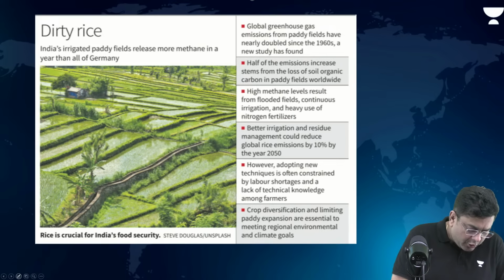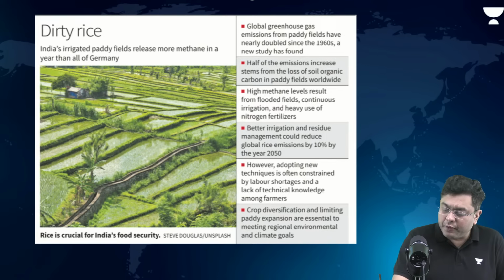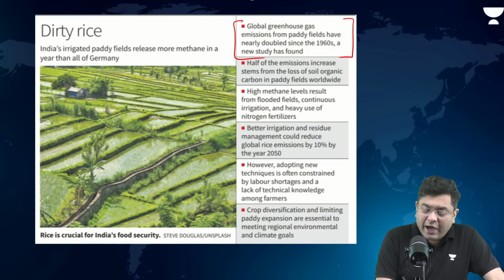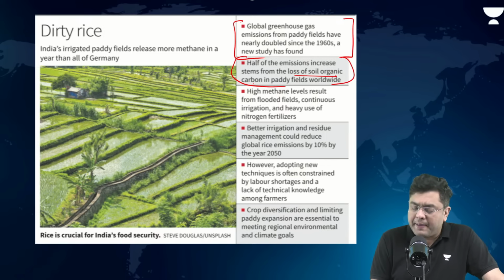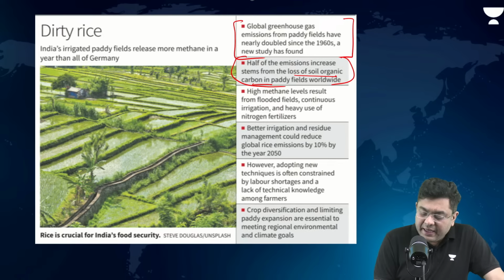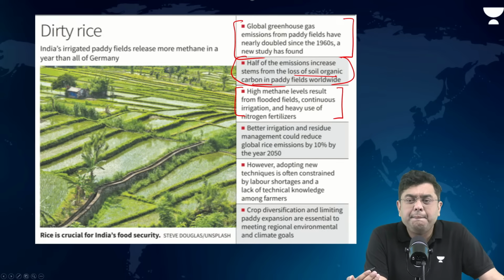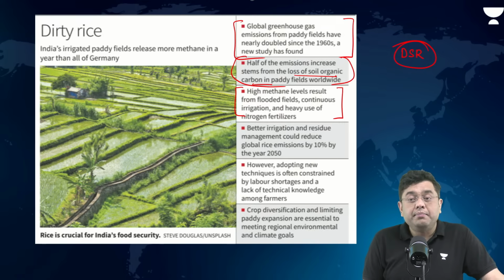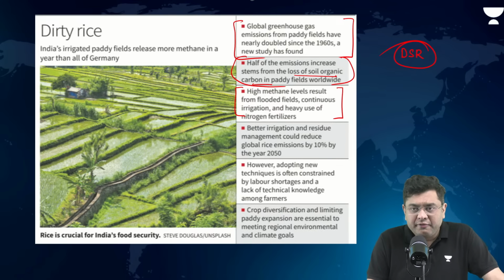So global greenhouse gas emissions from paddy fields have nearly doubled since the 1960s. Now, half of the emissions increase stems from what? Loss of soil organic carbon in paddy fields. High methane levels result from flooded fields and continuous irrigation. That is why you have technologies such as direct seeding of rice, which has been provided by the International Rice Research Institute in Manila, Philippines.